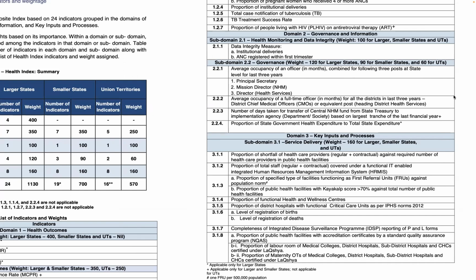Proportion of public health facilities with a Kayakalp score against the total number of public health facilities. So Kayakalp scoring is there for public health facilities in a state. How many are there? Proportion of functional health and wellness centers, how many in the state? Proportion of district hospitals with functional critical care units, how many are there? Level of registration of birth, level of registration of death, comprehensive integrated disease surveillance program.